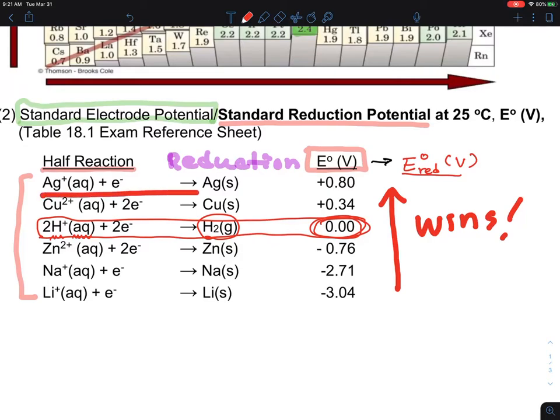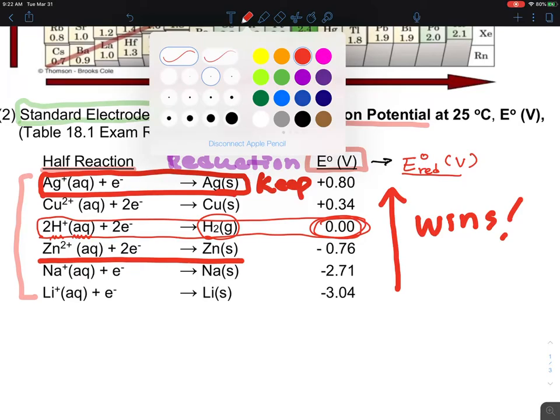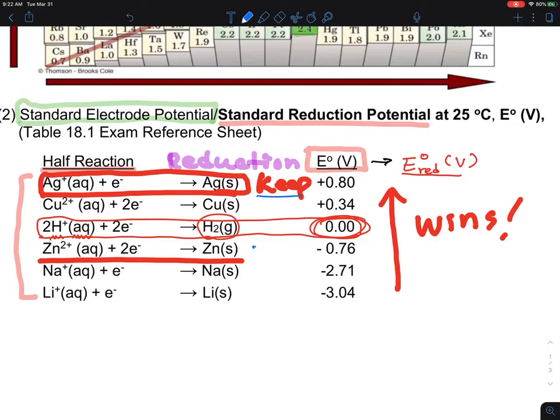When you have silver and when you have zinc, when they're going to compete together, which one wins? Silver wins, right? So this is the one that we're going to keep this way, and this one is going to be the reverse. So we're going to have a reverse reaction. This one is kept as it is, which means a reduction, right? Whereas this one is the reverse, which means an oxidation.